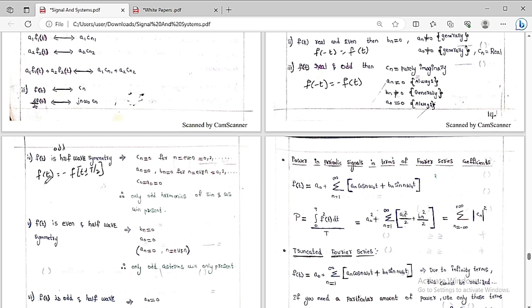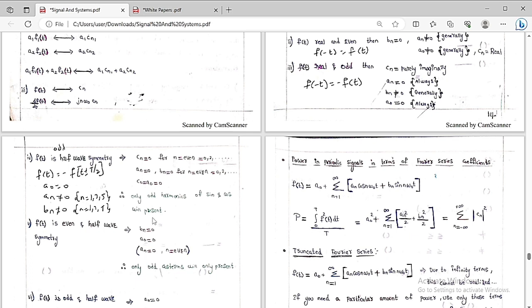I have already told you, in the case of odd half-wave symmetry, only the odd harmonics of the sine and cosine are going to be present. So from this, what can we say? a0 is equal to 0 in this case because 0 is an even number. And an is not equal to 0 for odd values of n, and similarly, bn is not equal to 0 for odd values of n.